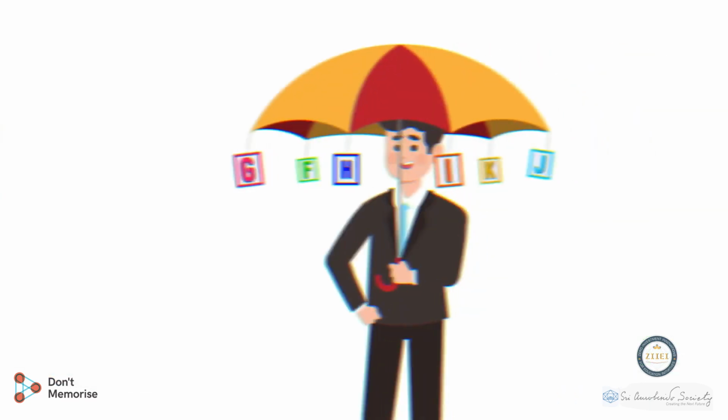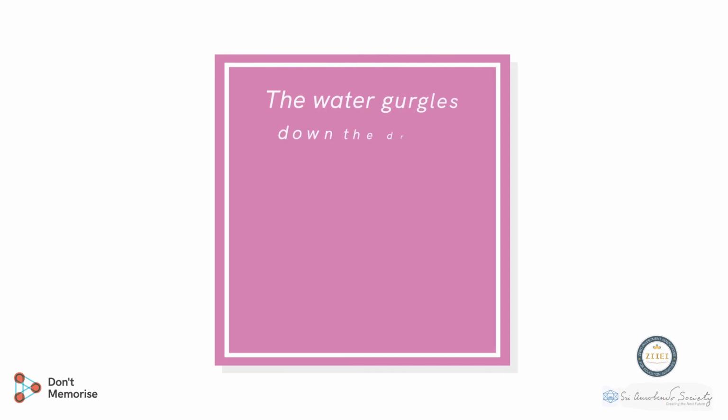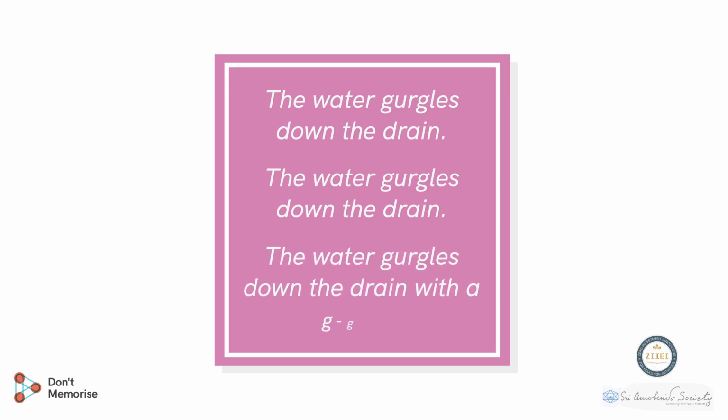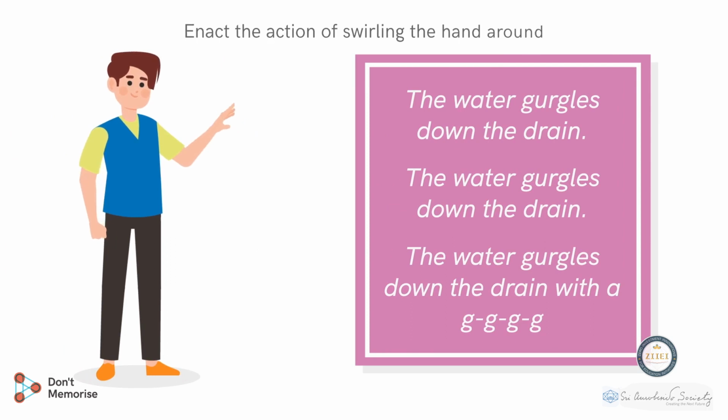Great! Now moving on, student 7 will read the letter G. Let's sing the song. The water gurgles down the drain. The water gurgles down the drain with a G, G, G, G. Do the action of swirling the hand around to show the water is going down the drain.